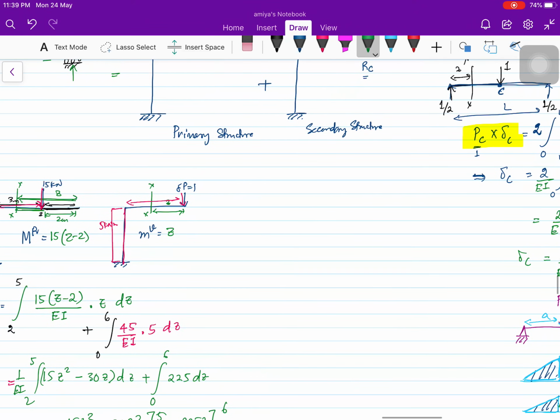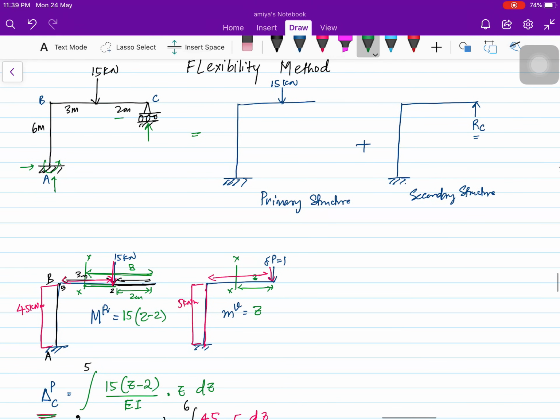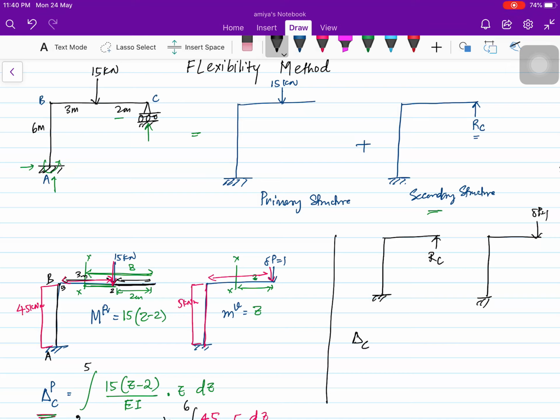Now similarly we will be analyzing for the secondary structure. Similarly we have this virtual moment. So this was for primary. Now coming to the secondary, we have this RC, and virtual moment when we apply, same, delta P equal to 1. Okay, so here delta C, same, deflection at C due to the secondary structure, so S I will put.